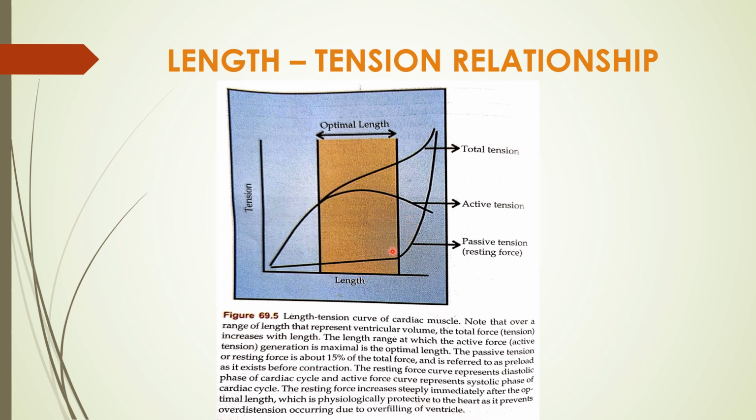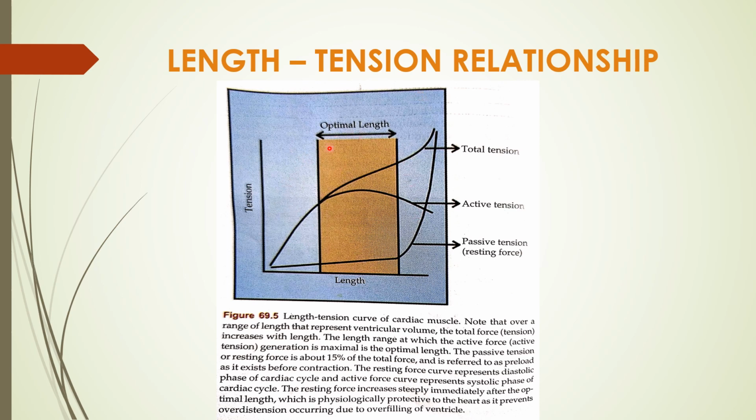The resting force increases steeply immediately after the optimal length, which is physiologically protective to the heart as it prevents overdistension due to overfilling of the ventricle. For this length tension relationship, you first have to know the Frank-Starling law, which states that within physiological limits, the force of contraction is proportional to the initial length or end diastolic volume of the heart.